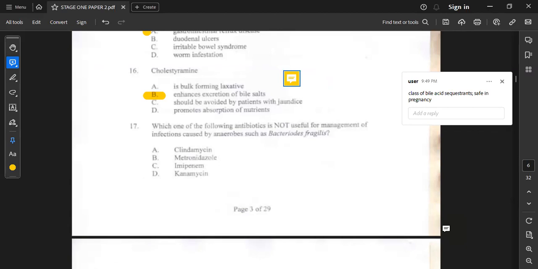Irregardless, yes, we can do the last question. Or you guys want to continue? Let's finish this one. Which one of the following antibiotics is not useful for the management of infections caused by anaerobes such as Bacteroides fragilis: clindamycin, metronidazole, imipenem, and kanamycin?